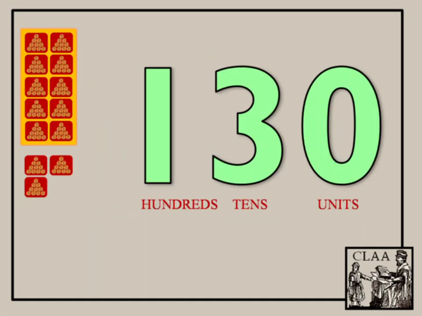How many pennies do you see on your screen now? You can see that there is 100 and 3 sets of 10 left over. 100 and 3 sets of 10 makes 130. Remember that 3 sets of 10 makes 30. Here we have 130. The number is written with a 1 in the hundreds place, a 3 in the tens place, and a 0 in the units place. 130.